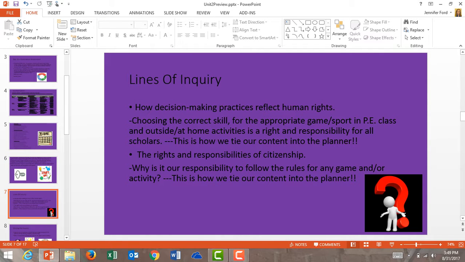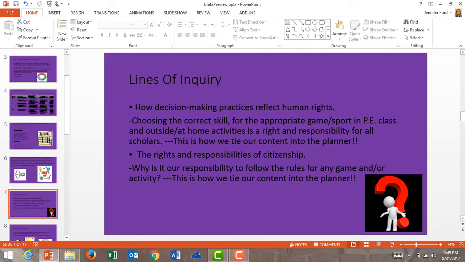The lines of inquiry: basically, how decision-making practices reflect human rights. Okay, you're like, what? Human rights? Well, here's how we break it down for PE. Choosing the correct skill for the appropriate game or sport in PE class and outside of it, or in at-home activities, is a right and responsibility for all scholars. This is how we tie our content into the planner.